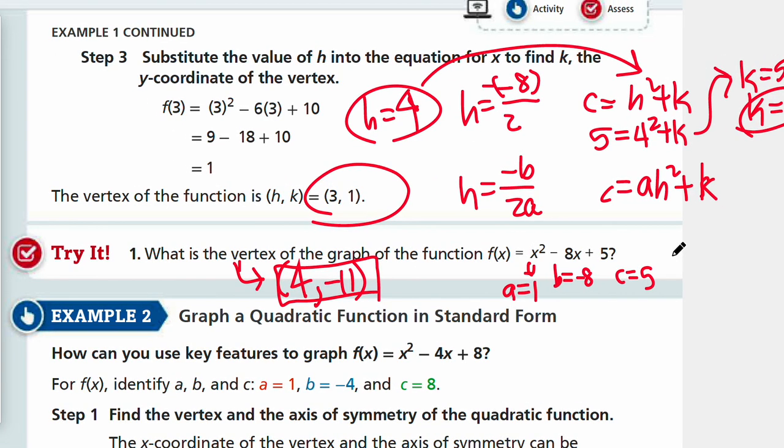So that was example 1. Given the standard form, can you figure out a vertex? So we'll continue with example 2, graphing a quadratic function in standard form, in the next video.